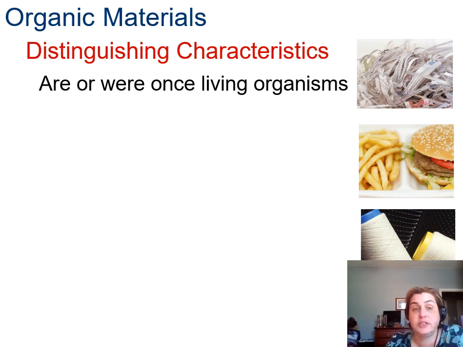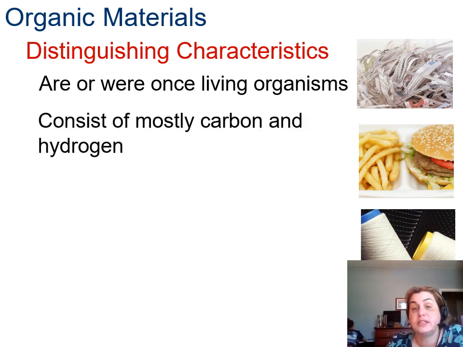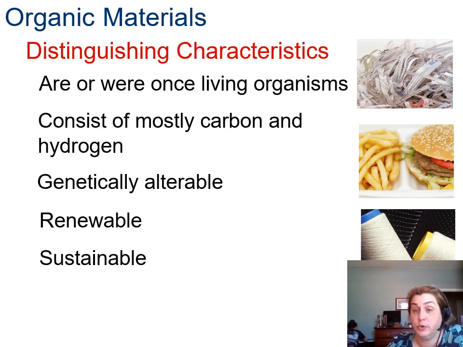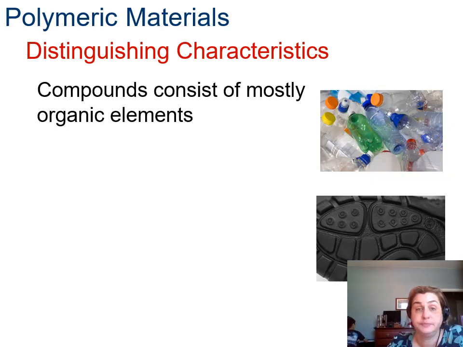Next category is our organic materials. This is where you lose me. Not a big fan of the organic stuff. Basically, something that's organic is something that was once living, or it tends to have carbon and hydrogen in its makeup. With organic materials, you can genetically alter it. It has genetics to it. It's renewable. You can make more, and it's sustainable.